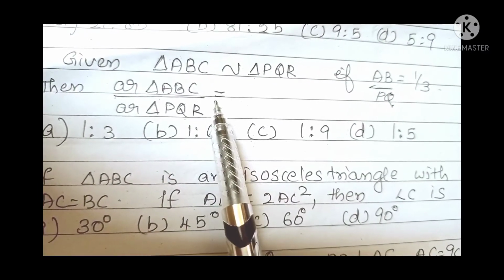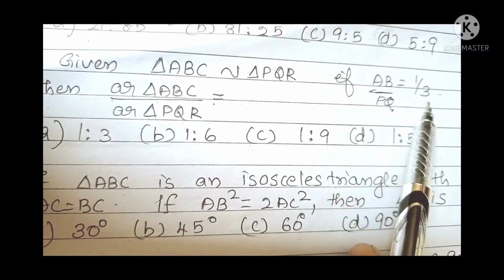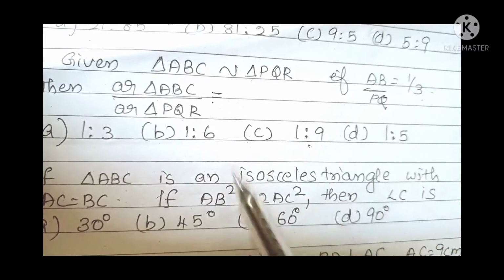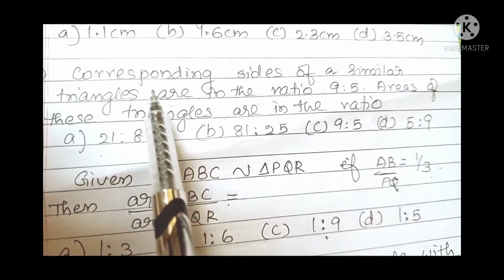Then what is the area of triangle ABC by triangle PQR? So what about the squares of these sides? 1 square and 3 square. So it is 1 by 9. Then next question.